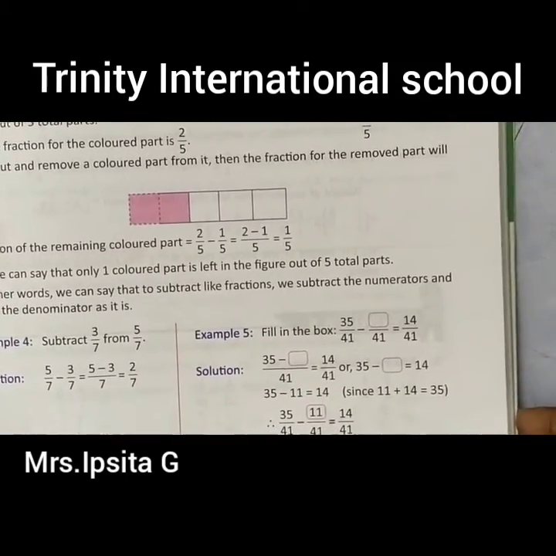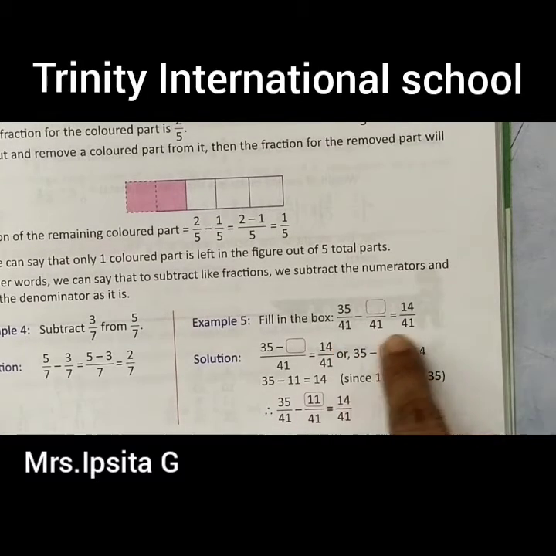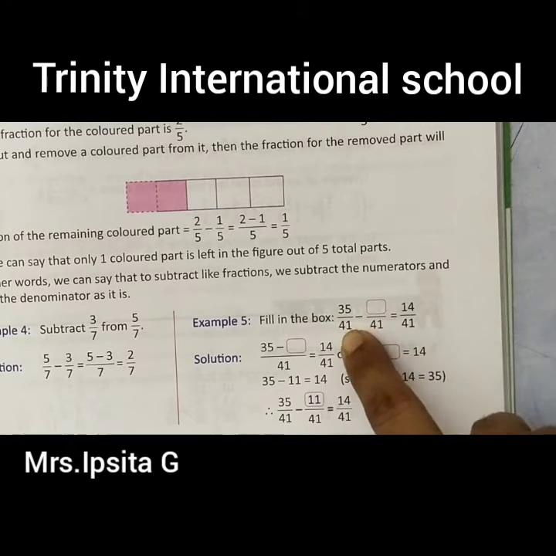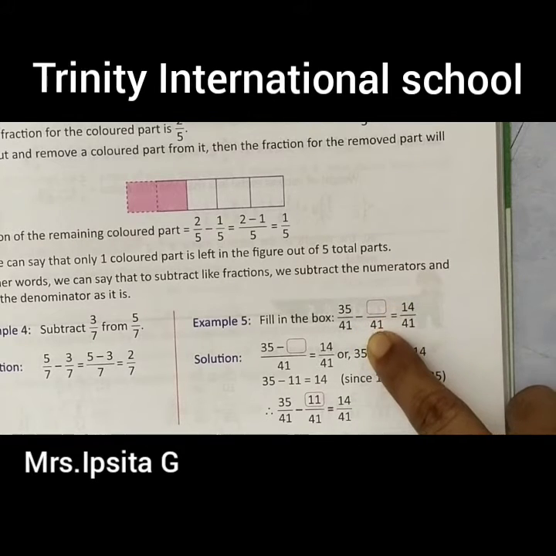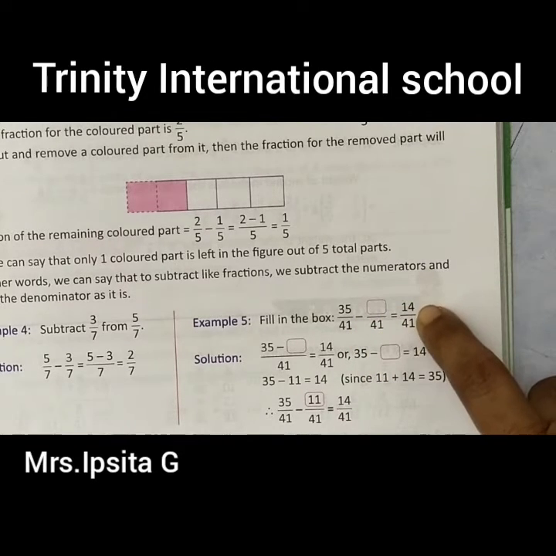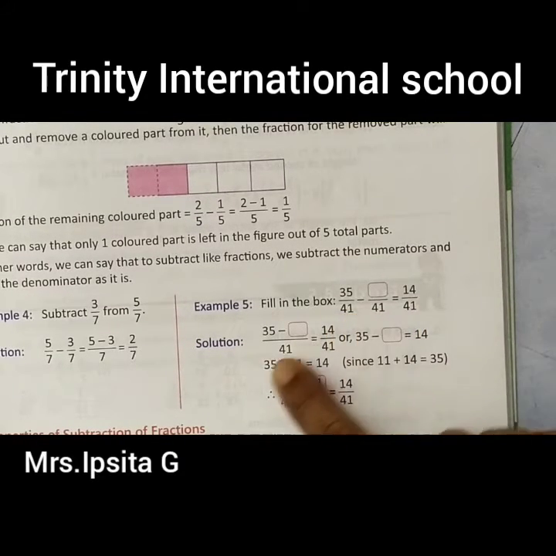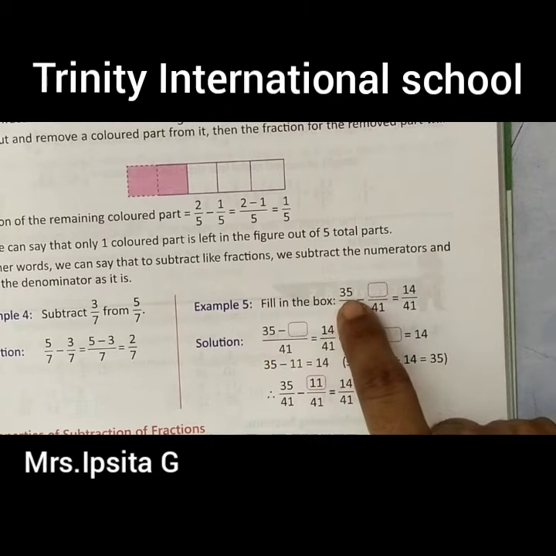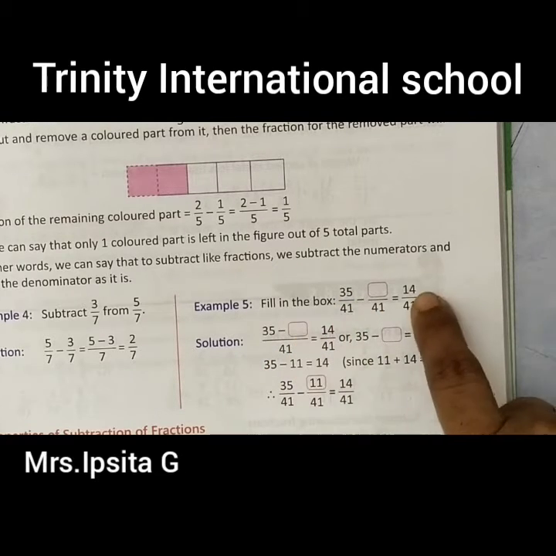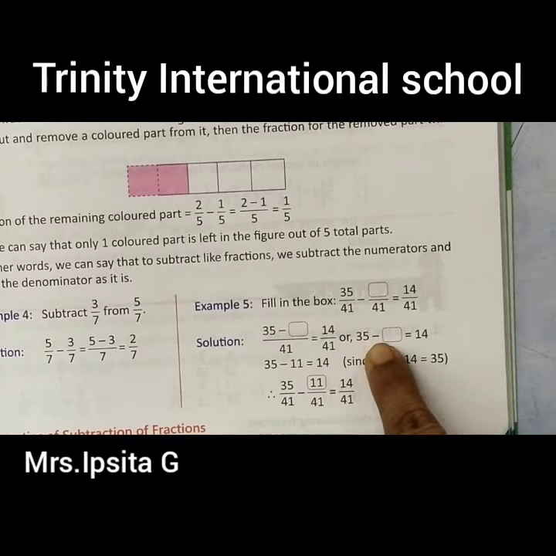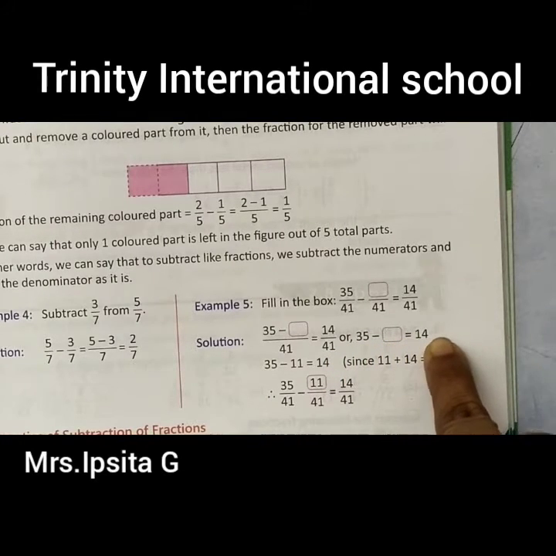Now if you have been given an example like this, देखिए यहाँ पर कैसे दिया है, 35/41 minus box/41 is equal to 14/41. So you have to take first the common denominator, that is 41. You need to write 35 minus box is equal to 14/41. Now what you have to do is, here 35 minus box is equal to 14.